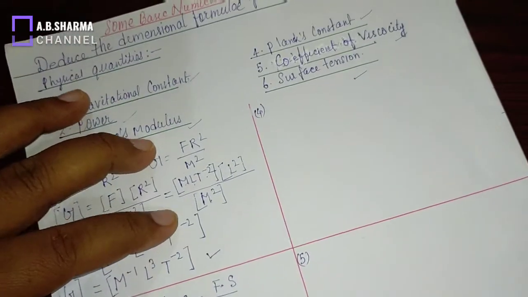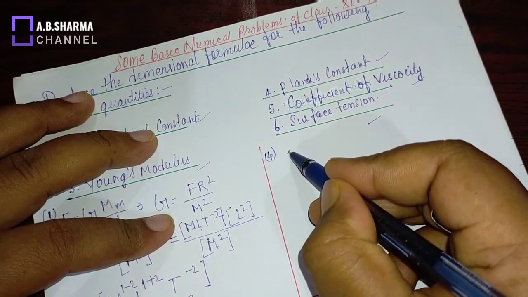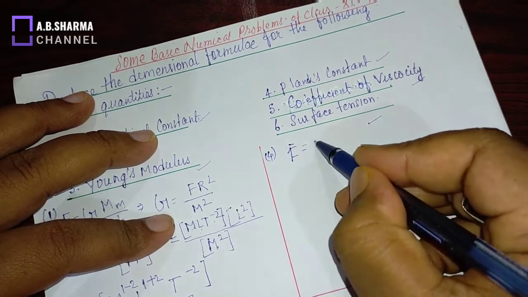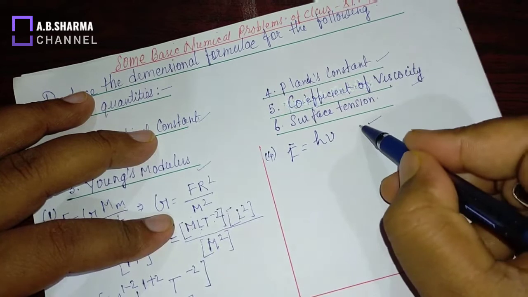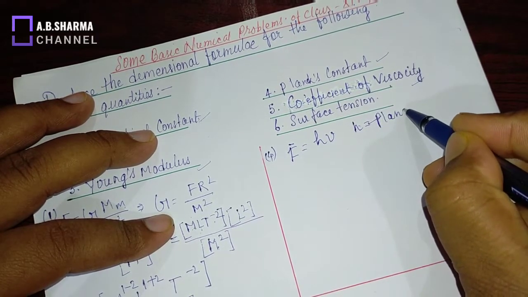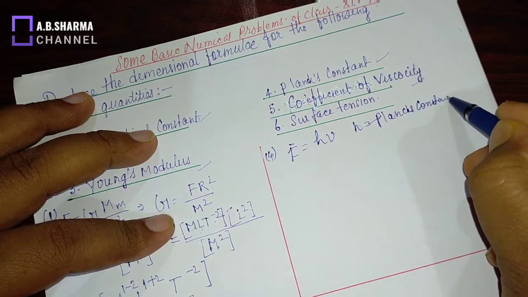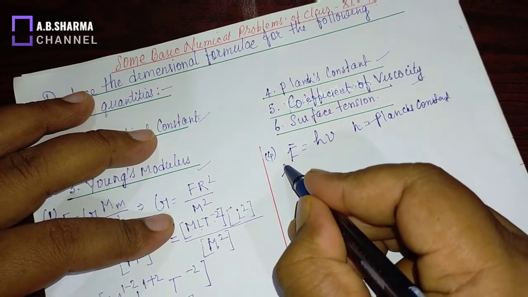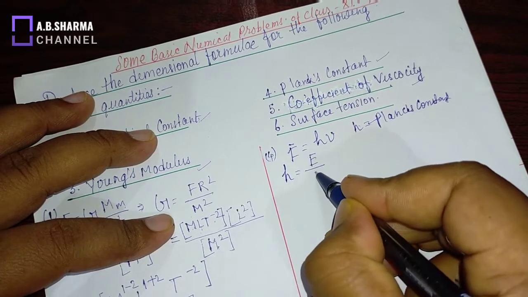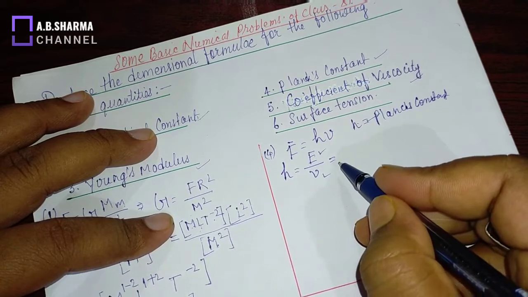Next question is Planck's constant. From the formula we know that E equals h nu, where h equals Planck's constant. By transposing, h equals E over nu, where E is the energy and nu is the frequency.